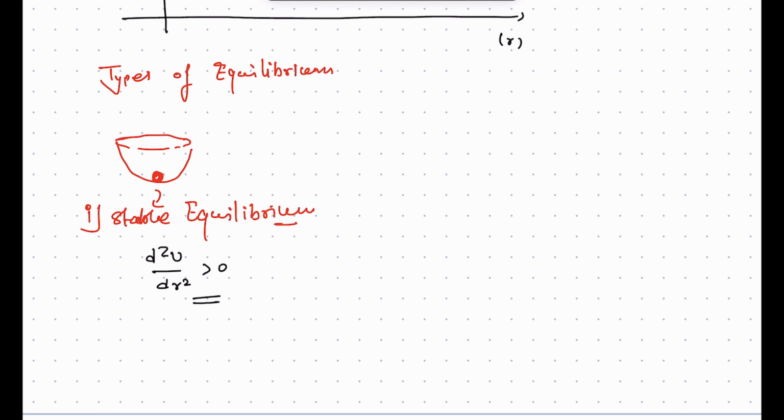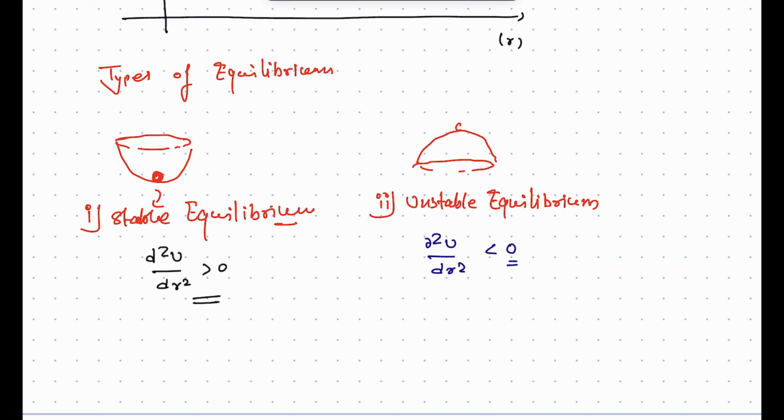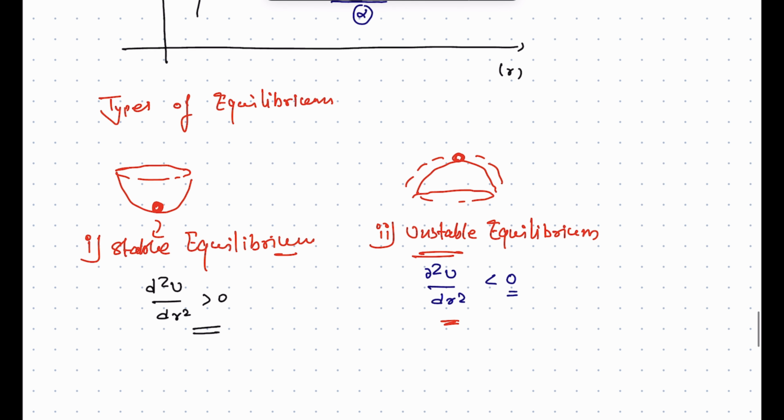Then we have the next one, which is the unstable equilibrium, where d²U/dr² must be less than 0. Because if I take a bowl like this and put something on the top of the bowl, then if I slightly displace it, it will lose its equilibrium. That is our unstable equilibrium. For that it is a maximum, so it should be less than 0.